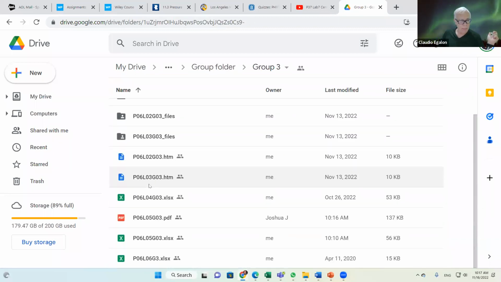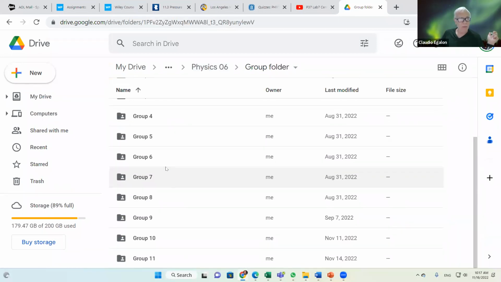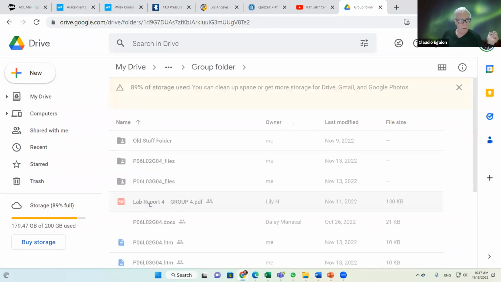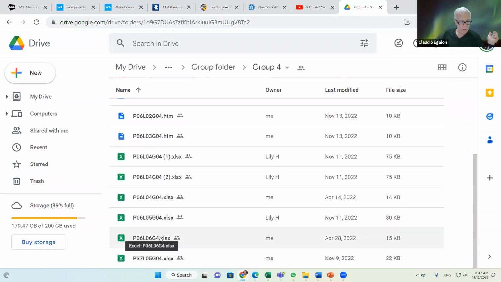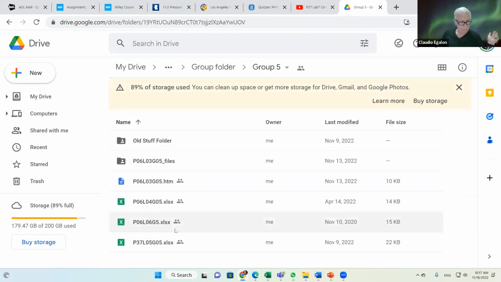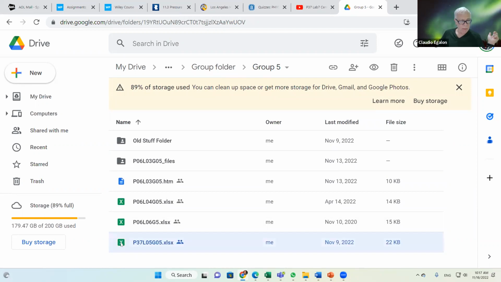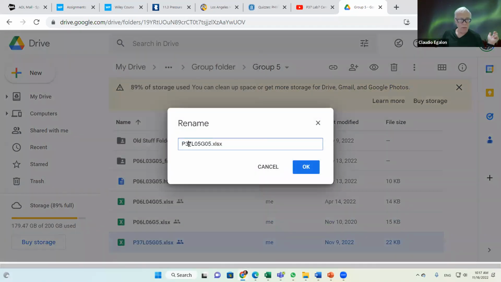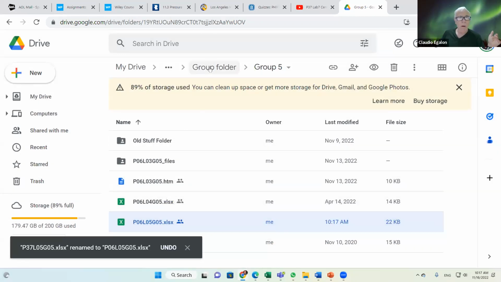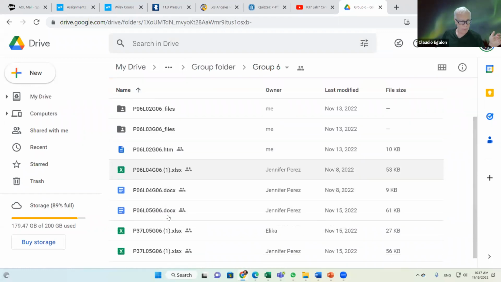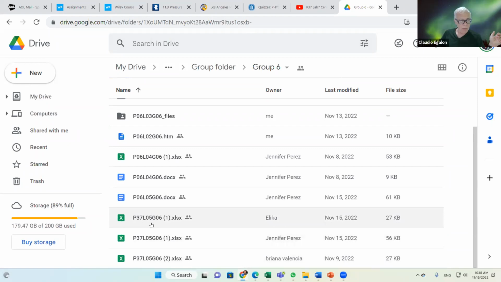Okay, so 3. Good. Lab 6, 3. Good. Lab 4. Okay. 5. 6, L06. Yep, same thing here, right? Group number 5, you've got to rename it. Yeah, I've got to rename it. P06. Group 5, group 6. Same problem here, right?